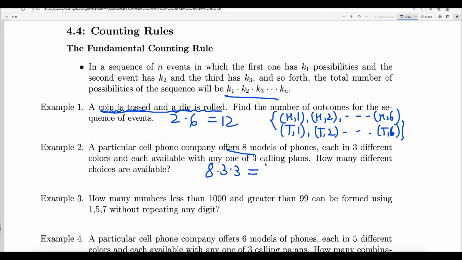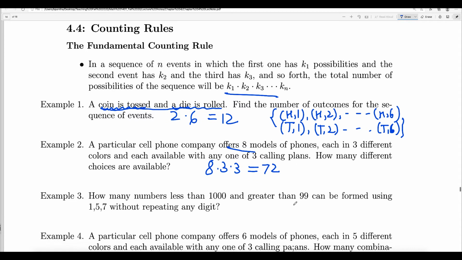Okay. So if you were to buy a phone with a plan, how many possible choices would you have? You can pick any one of the 8 models, any one of the 3 colors, and any one of the 3 calling plans. So you multiply them together to find the total number of possibilities. It will be 8 times 3 is 24, times 3 is 72. That's how you find it.